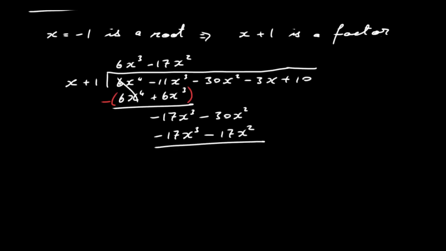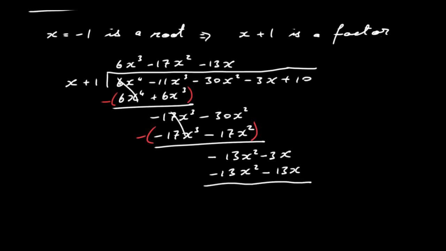Put a line underneath and subtract again. So this time this will disappear, this becomes plus. So we end up with minus 13x squared. Bring down the minus 3x, start again. Okay, so x into minus 13x squared is minus 13x. Multiply, you get minus 13x squared, plus minus is minus 13x.